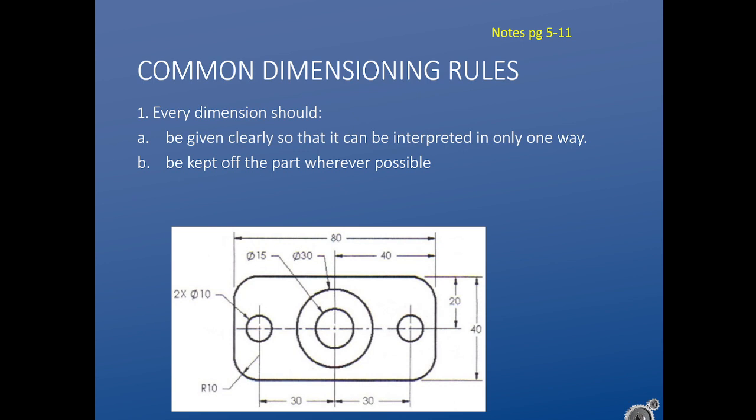First, every dimension should be clear. We can interpret it only one way, and we want to keep them off the part whenever possible. That is to say, the dimension text does not appear on top of your parts if you can avoid it. Sometimes you can't. This part, no problem. If this part was very, very big, we'd have to have an extension line that was like this long before we got to our dimension text. Well, that's not adding to clarity, that's reducing clarity. We might change our mind. But typically, dimension text off your part.